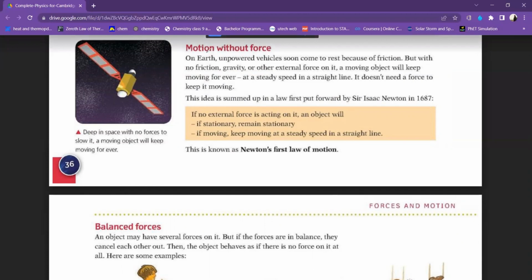On Earth, unpowered vehicles soon come to rest because of friction, but with no friction, gravity, or other external force on it, a moving object keeps moving forever at a steady speed in a straight line. You don't need a force to keep it moving. This idea is summed up in the first law, put forward by Sir Isaac Newton.